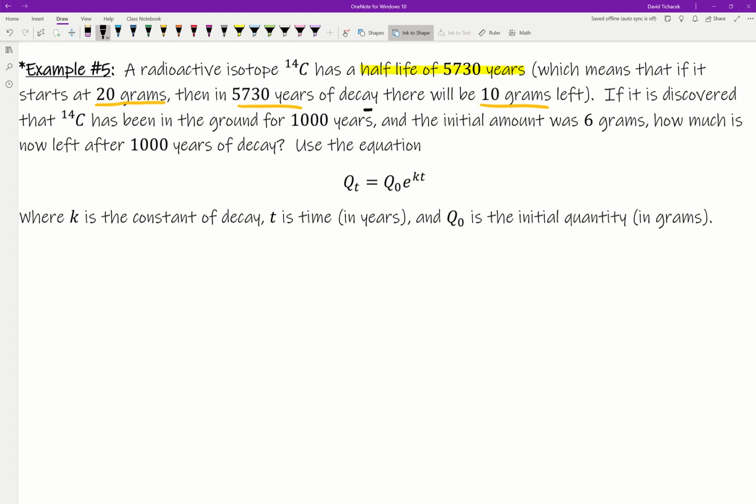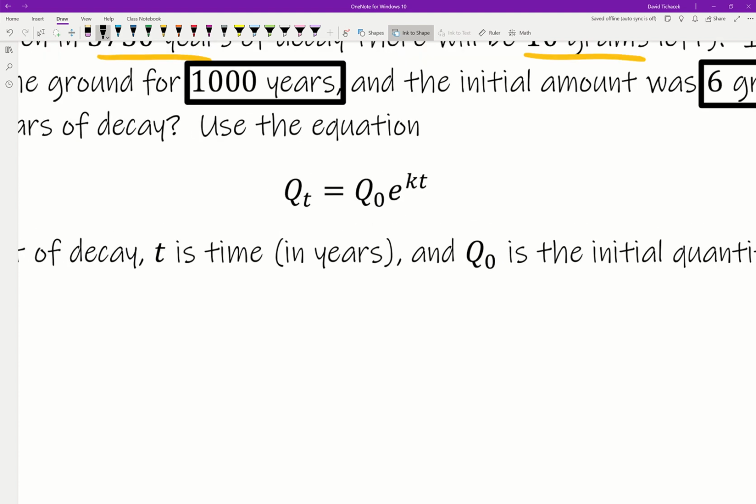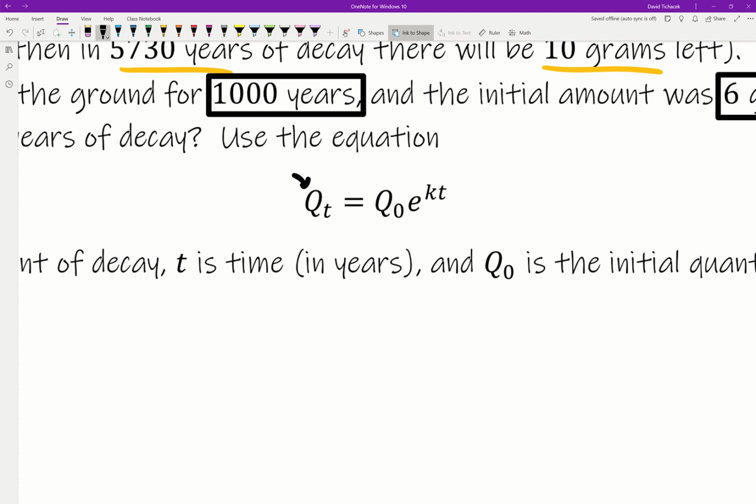If we give this jar 1,000 years to sit on the shelf, and in that jar there's an initial amount of 6 grams, how long is it going to be before it decays down to half of 6 grams, which of course is 3 grams? Well, they give us this nice model here, and in this model Q(t) is the final amount, Q0 is the initial amount, and k is what we call the rate of decay, or the constant of decay, and t, of course, is time. You can see that this very closely matches the interest rate formula for when it was compounded continuously, because it involves Euler's number here.